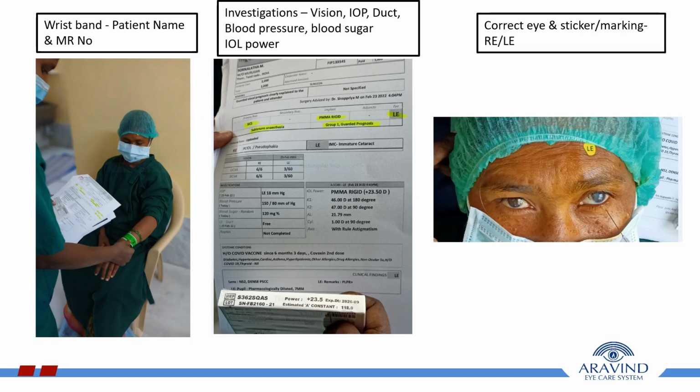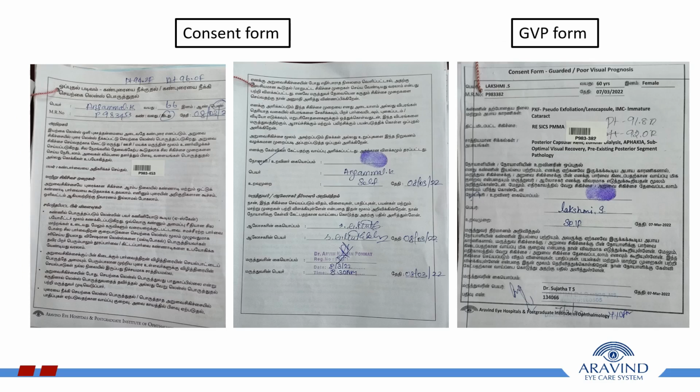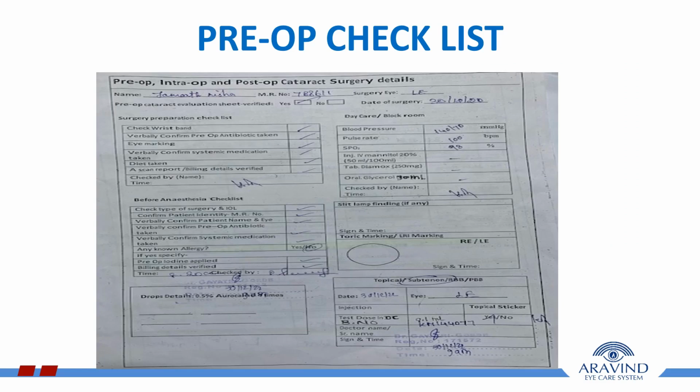These pictures depict verifying the wristband for patient name and MR number, investigations, correct eye and sticker marking, A-scan, billing sheet, whether it is payment or insurance, checking for counseling card and checking the consent form and GVP form. This is a picture of pre-operative checklist.